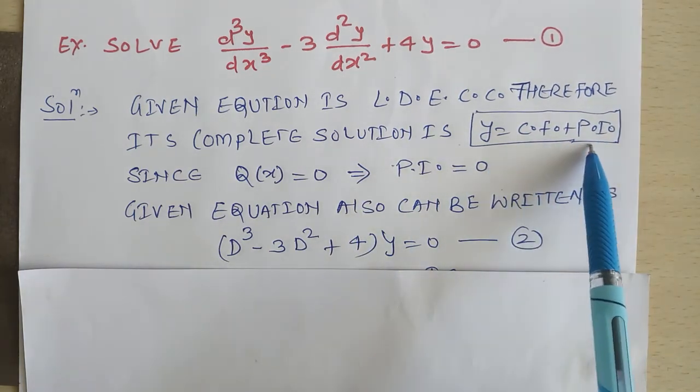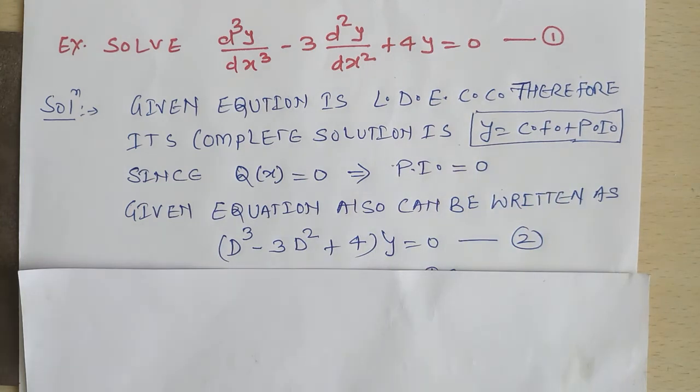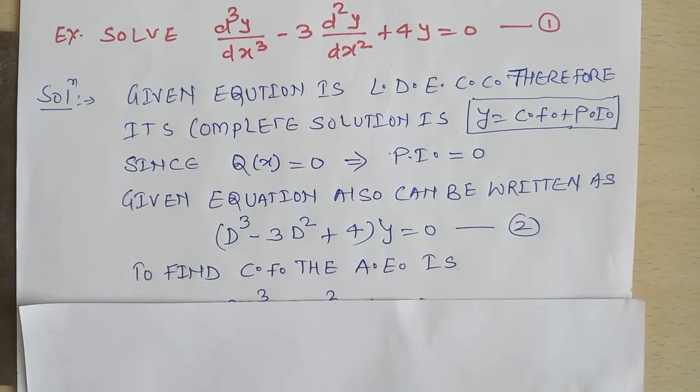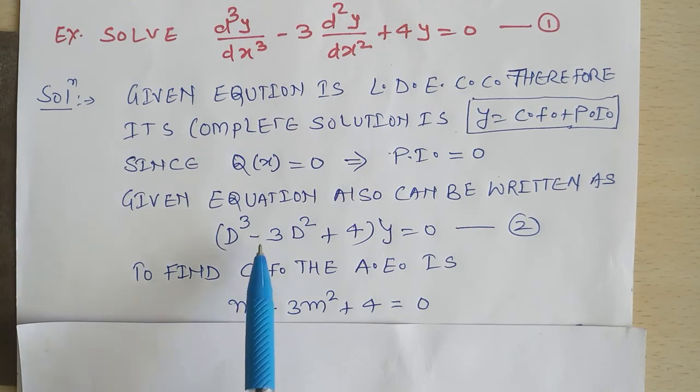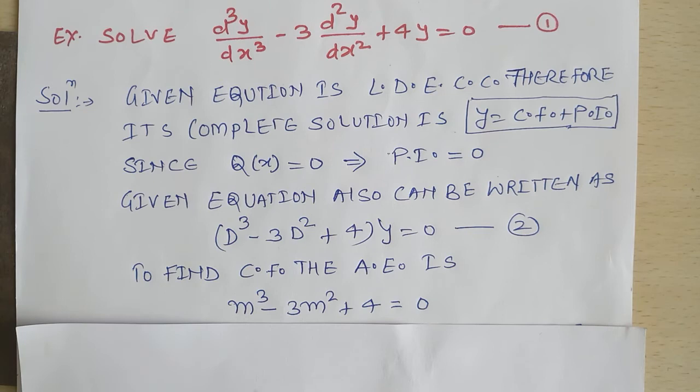Now PI is 0, therefore y equal to CF is the solution, and to find CF we write the auxiliary equation, which can be obtained by simply D replaced by m and equating to 0. Then the auxiliary equation is m cube minus 3m square plus 4 equal to 0. So this is the auxiliary equation and this is a cubic equation. So we have 3 values of m, but factoring is not possible here. So we find one root by trial.